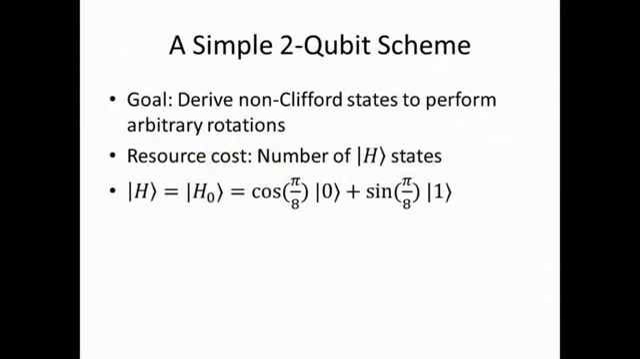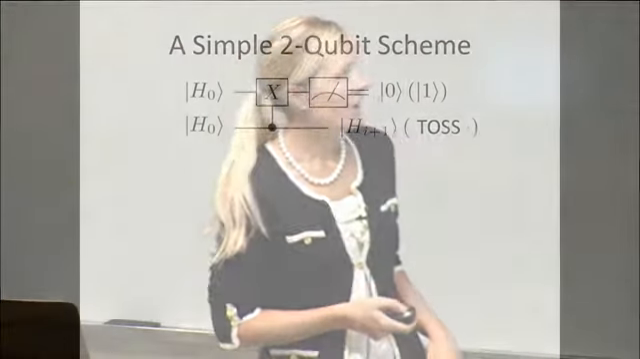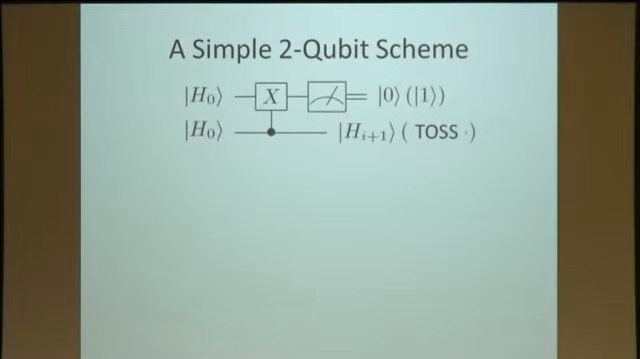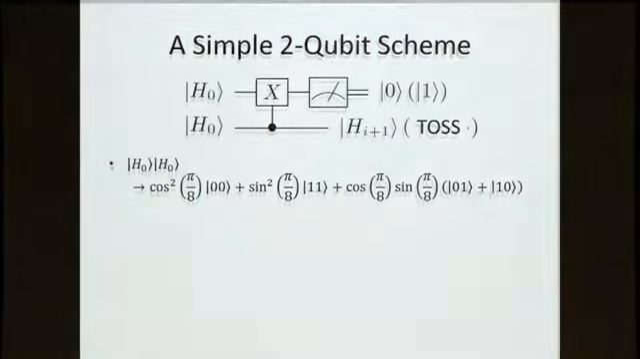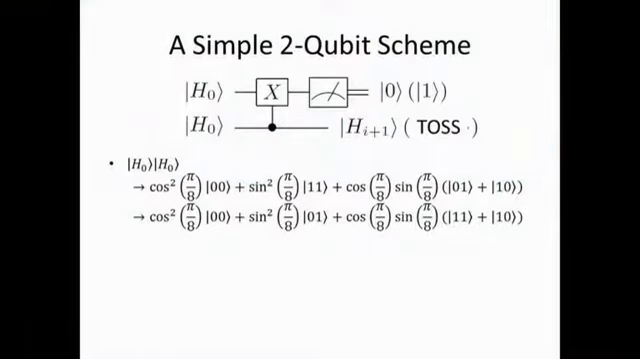And just for notation, I'm going to call this H state that has pi over 8 as the angles H0. So if we look at this circuit, now this is very similar to what we just saw. I'm going to take in 2 H states, then perform a controlled NOT and then a measurement. And what happens here? Basically, if we step through the controlled NOT, this is the resulting state after the controlled NOT.